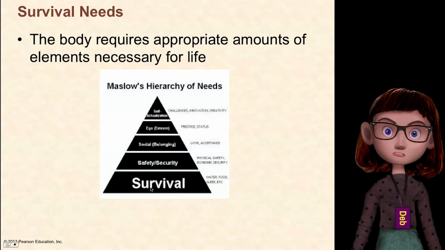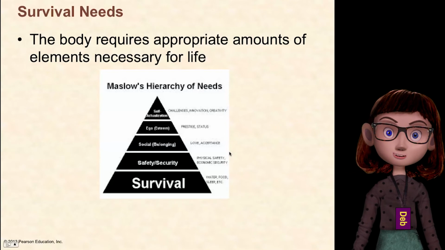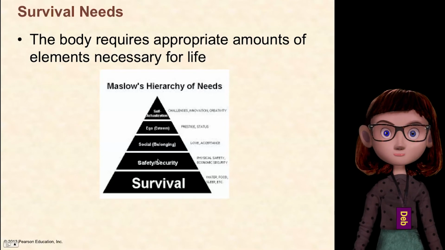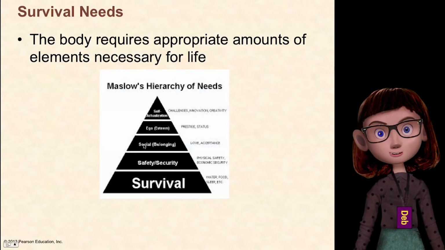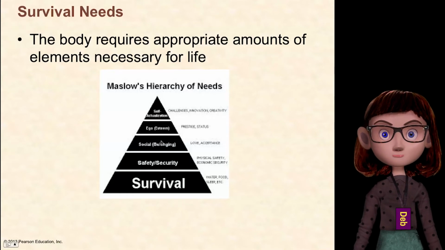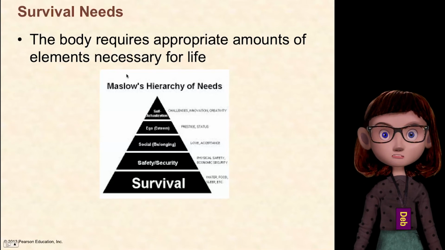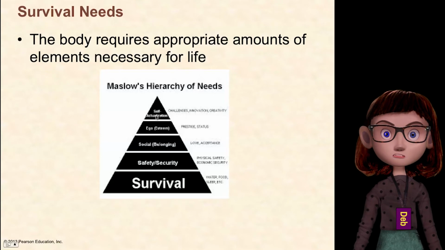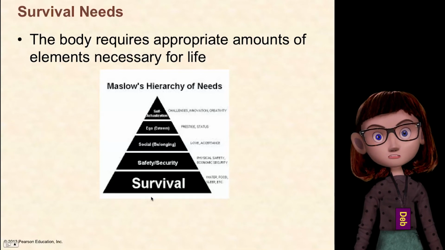But until we get these needs met, then we are not going to be able to go on to have a sense of physical safety or economic security. A next higher need for human beings is social needs, like the need for love and acceptance. Then our ego or esteem, where we have a sense of prestige or status. And finally, at the very top of this pyramid is our self-actualization. But remember, this is all built on being able to meet our survival needs.